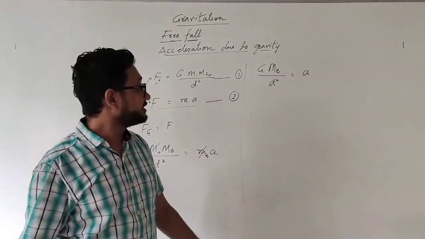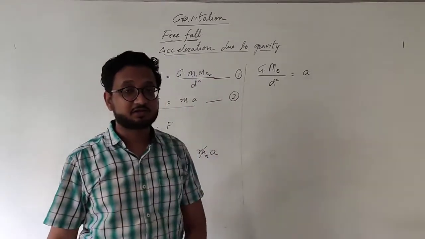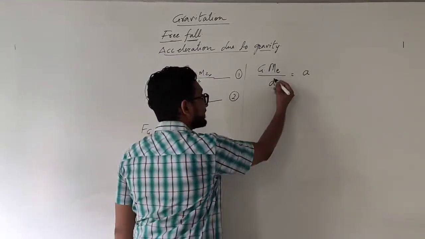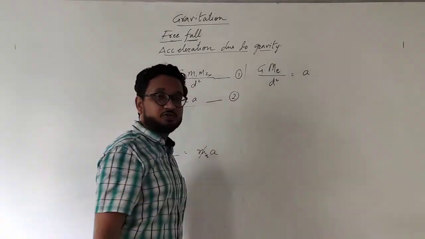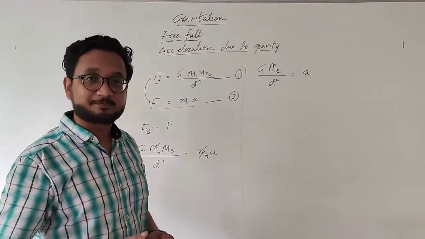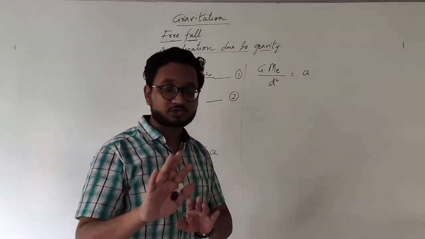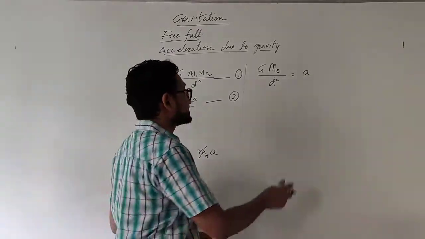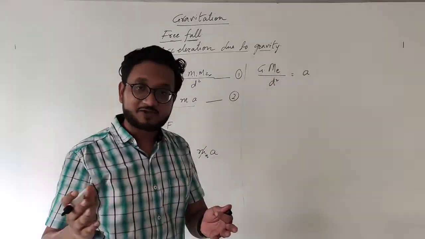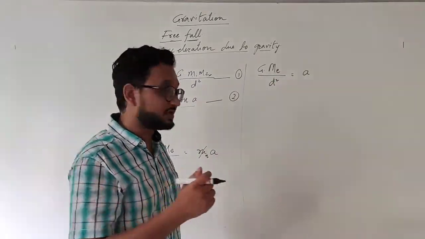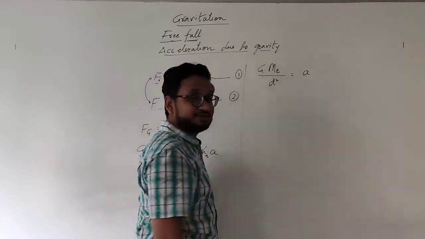So now you can calculate the value of acceleration. How? I will explain in a bit. This G is a universal gravitational constant. Its value does not change throughout the universe. And this is mass of the earth. Obviously the mass of the earth is also not going to change. So how do you know the distance?